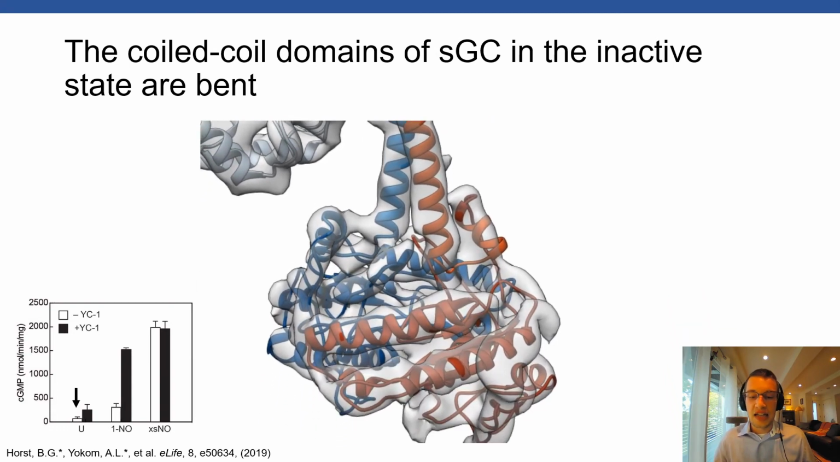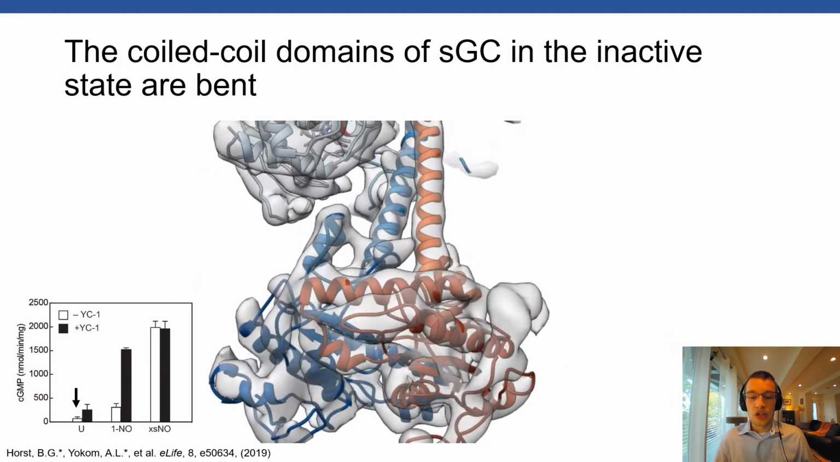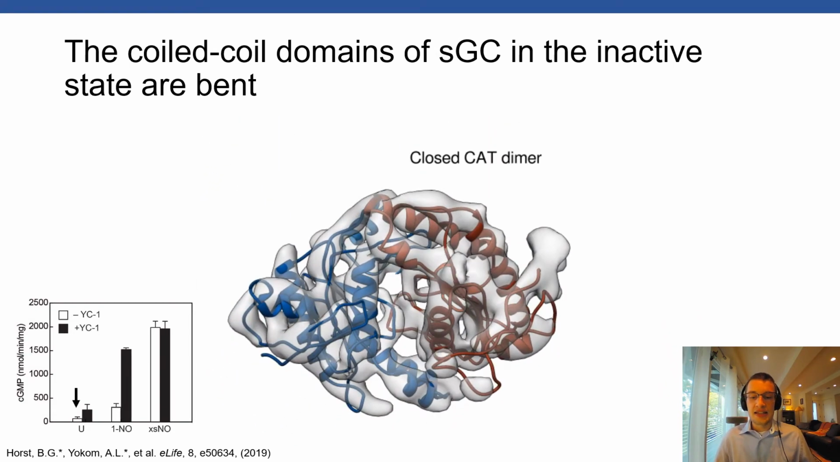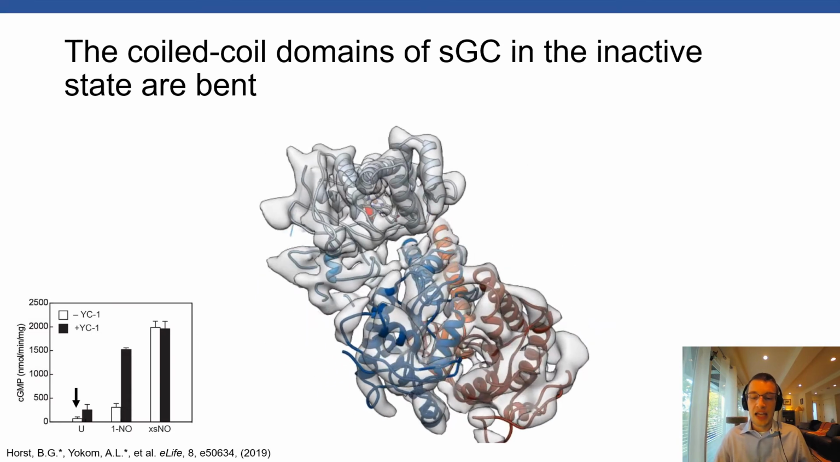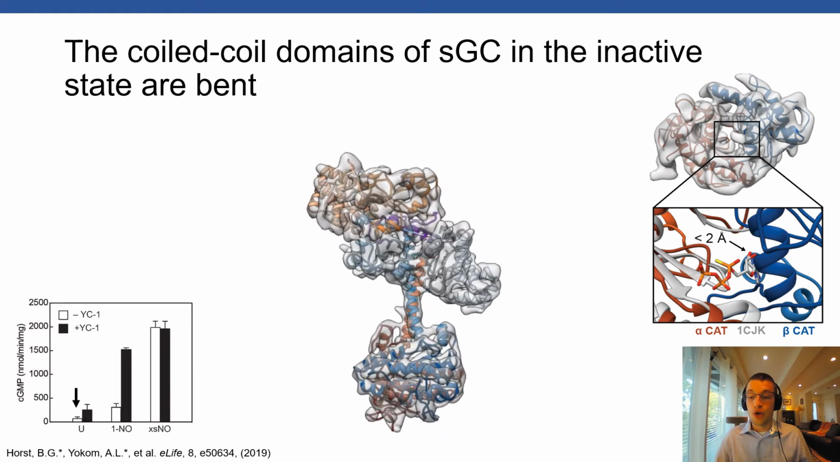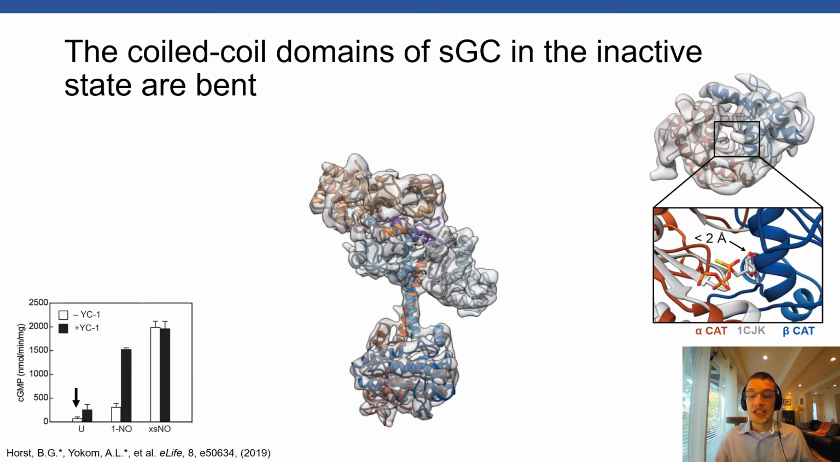Next, down in the catalytic domains, we can look and see that this is in the closed catalytic dimer conformation, and we can see that because if we model in a nucleotide from an active adenylate cyclase crystal structure, there is a very large clash between the nucleotide and the catalytic domain.